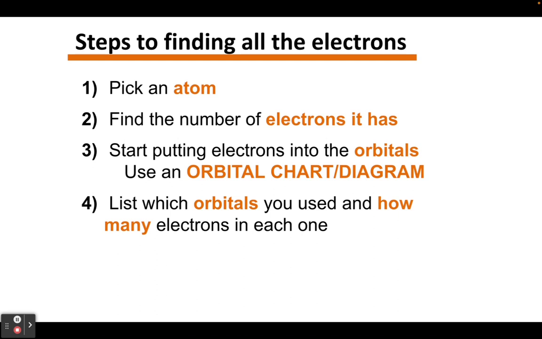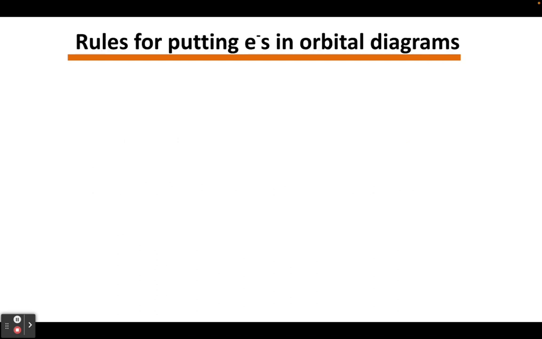And then after you've got all the electrons in your orbital diagram, you list the orbitals you used and how many electrons in each, and you work your way from bottom to top. And we'll talk about the rules in just a moment. So what are these rules for putting electrons in your orbital diagram?